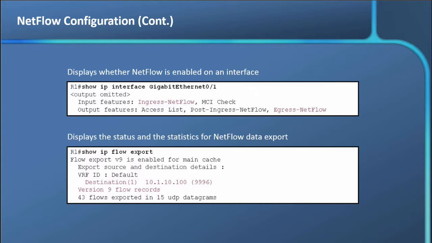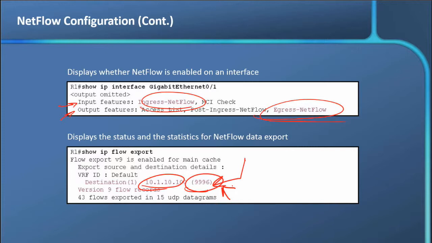Look at your interface. If you do a show IP interface, you'll actually see your input and output features, and we can see we've got ingress and egress NetFlow data. If you do a show IP flow export, we can see the destination that we're sending it to, as well as the port number. In my experience, the port number can be problematic just because it's not standardized. So if you're not getting data, double check that. And then additionally, if everything looks right and you just don't see anything, give it time.